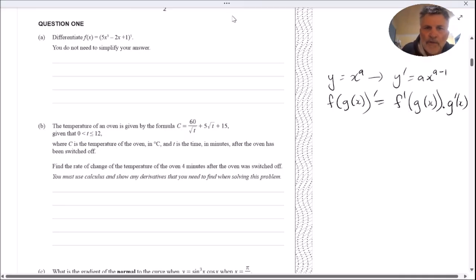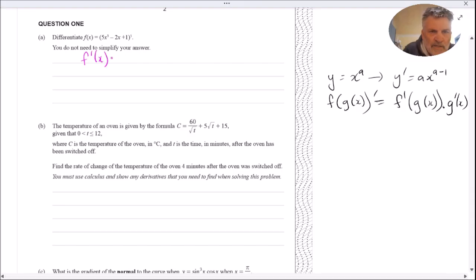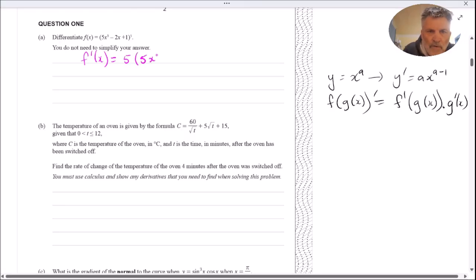multiplied by the derivative of the function inside. So when we do this, we get f prime of x, 5 is our power, we multiply that in the front, we write down the function on the inside, we reduce the power by 1, and we multiply by the derivative of the function that's inside here. So 3 5s are 15 x squared minus 2, we get nothing from the 1, and that is our solution. We don't need to simplify, so we're done.